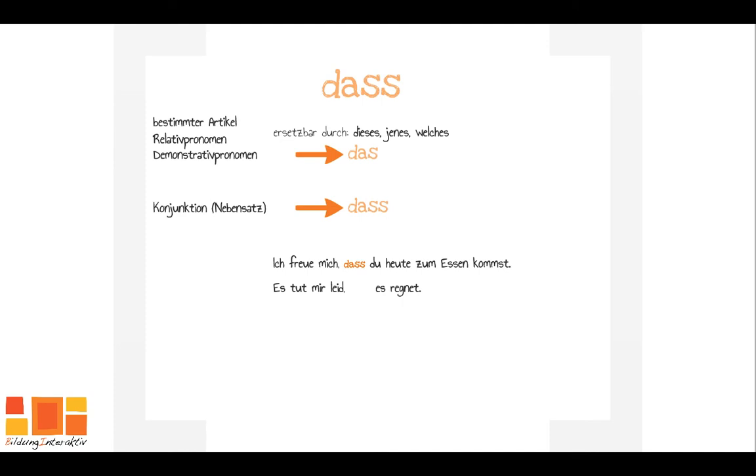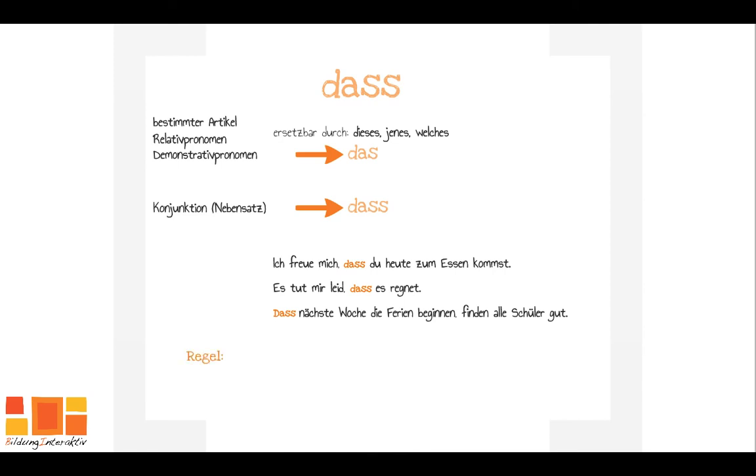Another example, es tut mir leid, dass es regnet. Again, you try to replace das by dieses, jenes, or welches, and you'll find it doesn't work. It again starts the subordinate clause, dass es regnet. And dass nächste Woche die Ferien beginnen, finden alle Schüler gut. So, dieses, jenes, welches nächste Woche die Ferien beginnen doesn't make any sense. So, it's again a subordinate clause at the beginning. So dass can also be the first word of a sentence. So these were the examples.